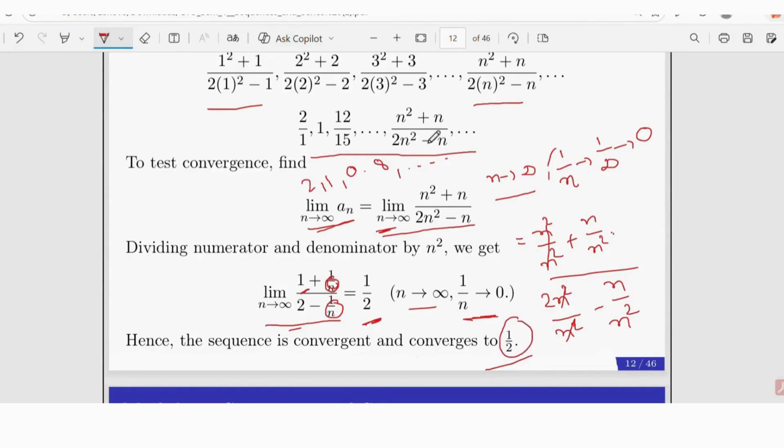So if we take infinite terms of this sequence and observe the values, this sequence approaches the value 1 by 2. This sequence approaches some finite value, which means we conclude that the sequence is a convergent sequence.